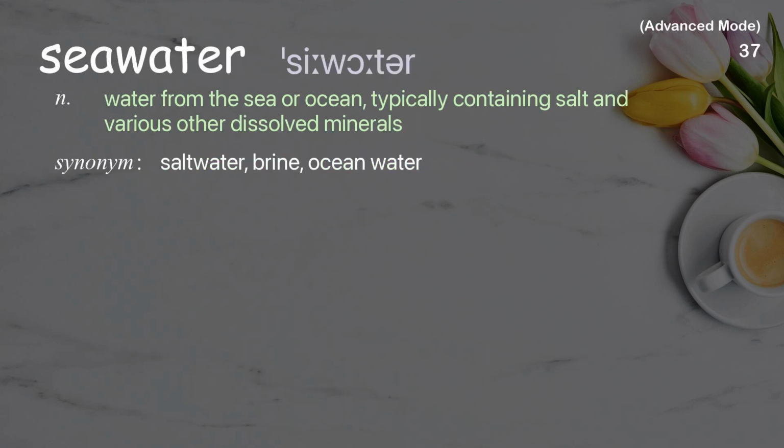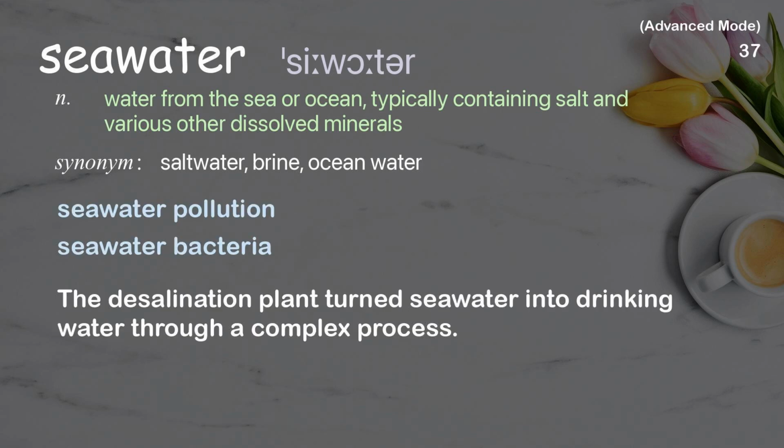Seawater. Water from the sea or ocean, typically containing salt and various other dissolved minerals. Examples: Seawater pollution, seawater bacteria. The desalination plant turned seawater into drinking water through a complex process.